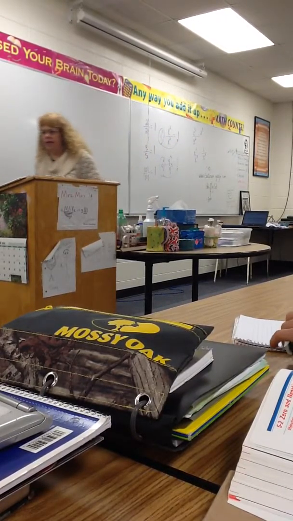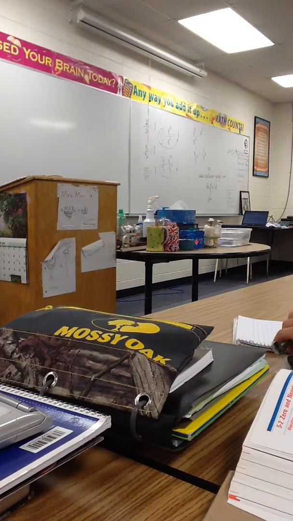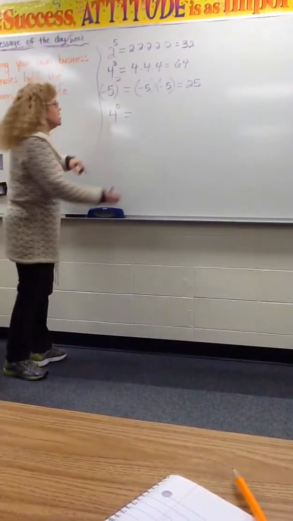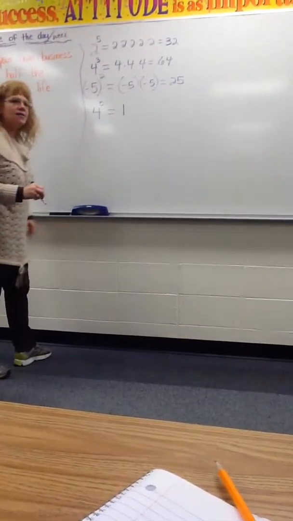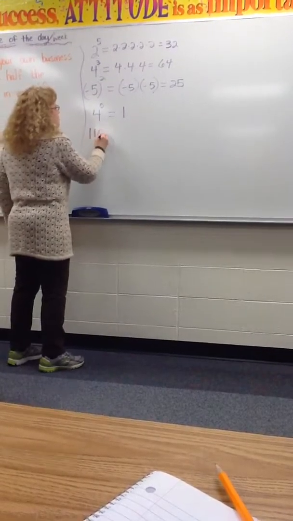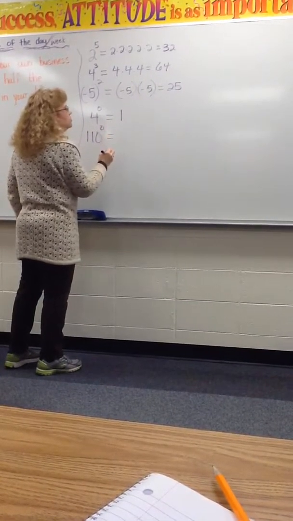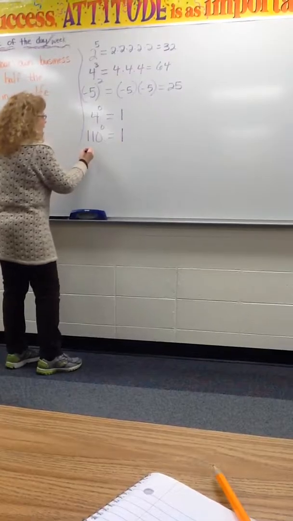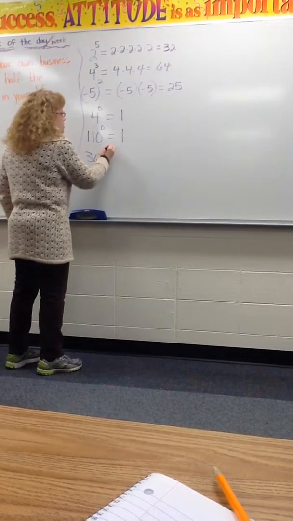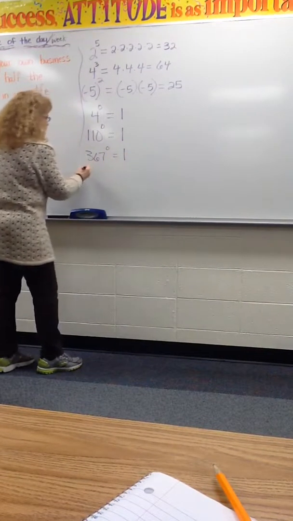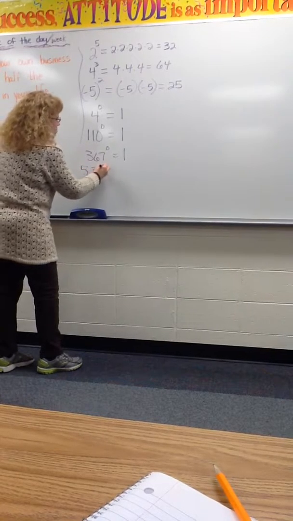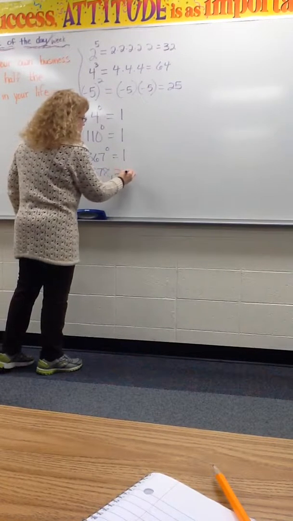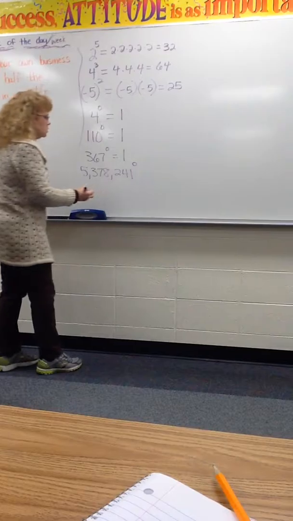Well, you could work it out like that every time, but there's a rule that says anything to the 0 power is always equal to 1. Yes. So 110 to the 0 power is equal to? 1. Right. And 367 to the 0? 1. And 5,378,241 to the 0? 1.